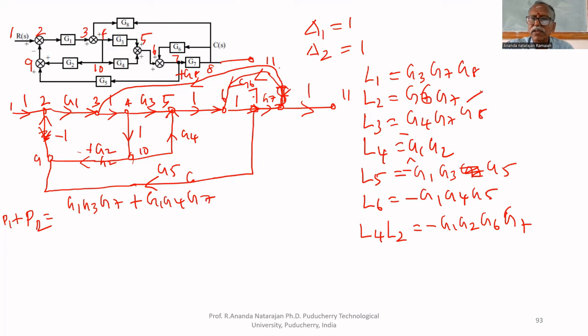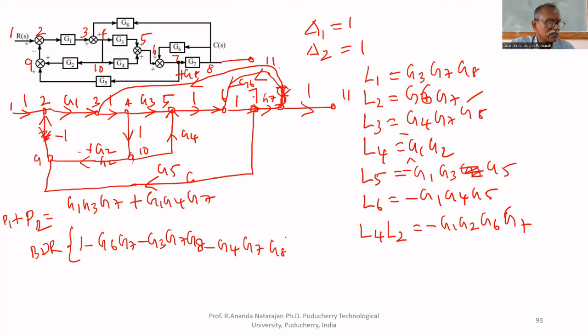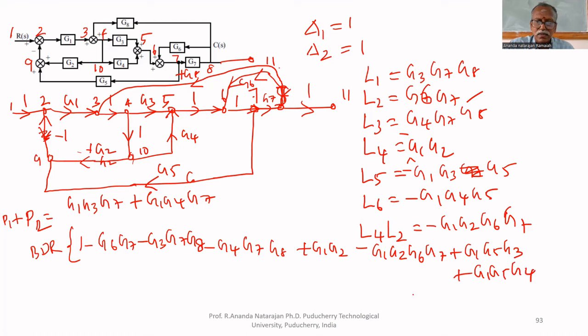So G6, G7 we got. The denominator I will write here, from block diagram reduction: 1 minus G6, G7 minus G3, G7, G8 minus G4, G7, G8 plus G1, G2 minus G1, G2, G6, G7 plus G1, G5, G3 plus G1, G5, G4 plus G1, G3, G7 plus G4, G1, G7.